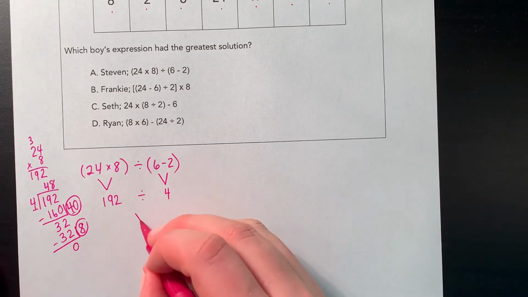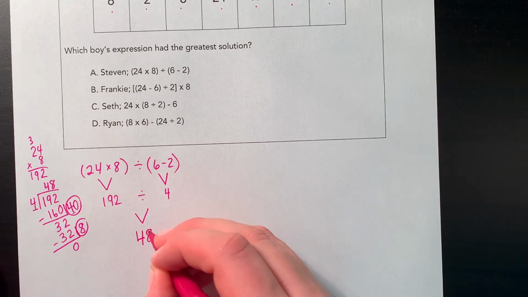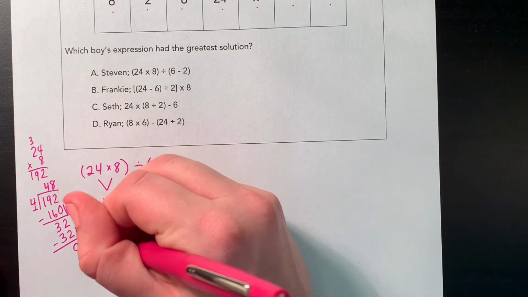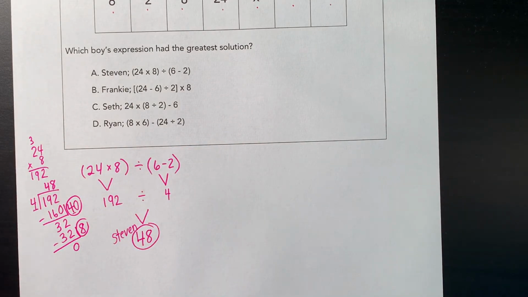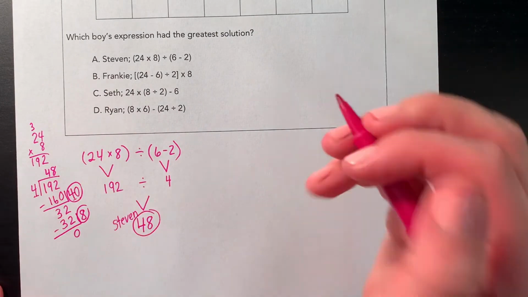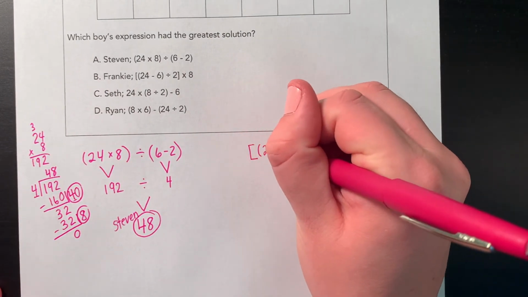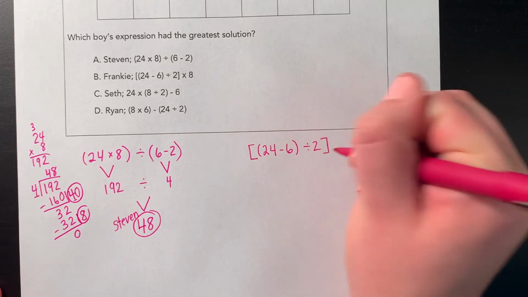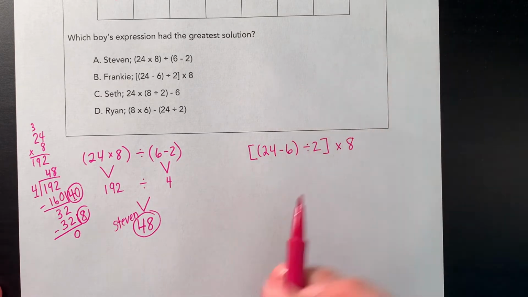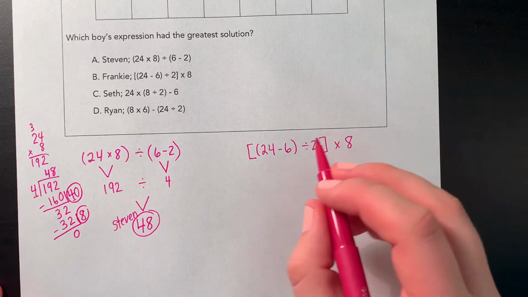So that means that the answer to Stephen's problem is 48. And I'm going to write his name next to it so I remember whose is whose. All right, so next one is Frankie. Frankie has brackets and parentheses, so I'm going to be sure to write those out correctly. Now he's multiplying his answer by 8, so that could get him a large number. We'll have to wait and see.